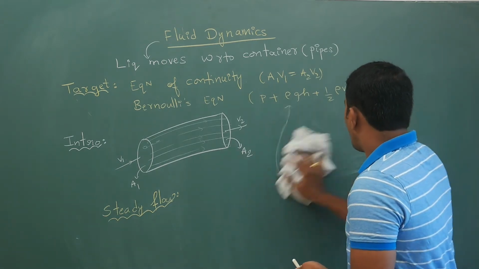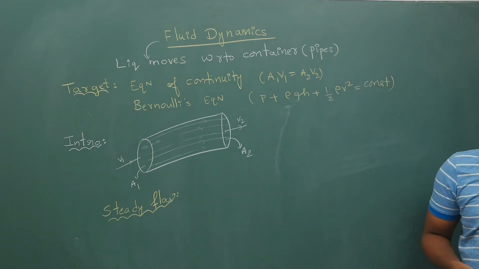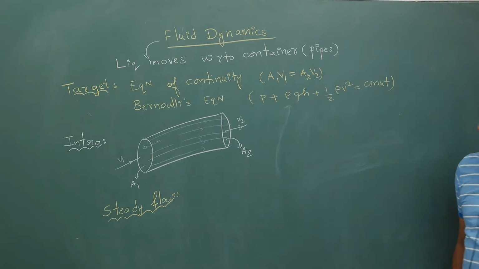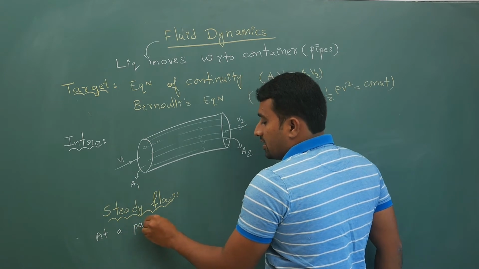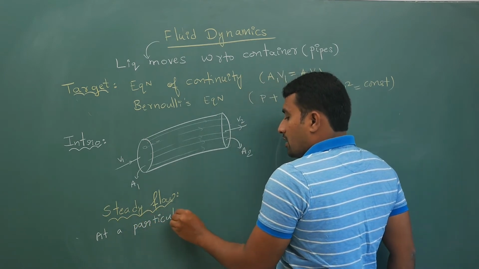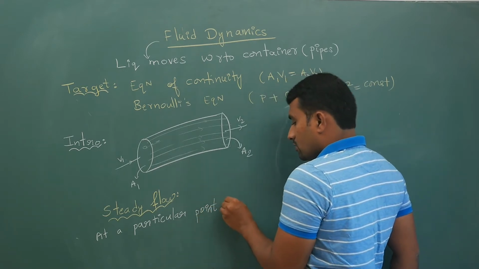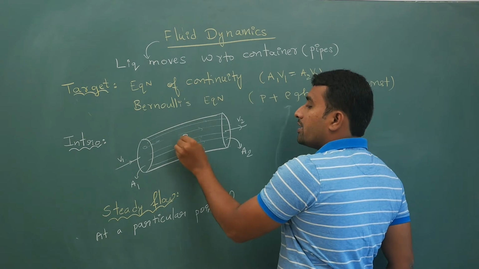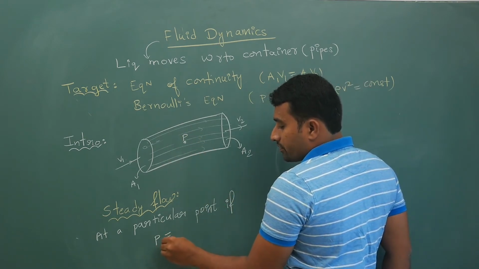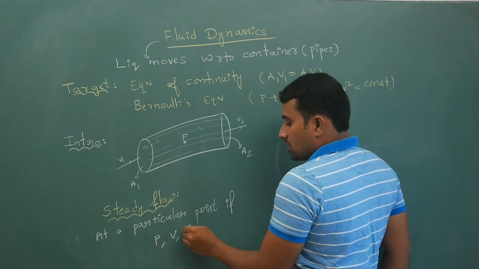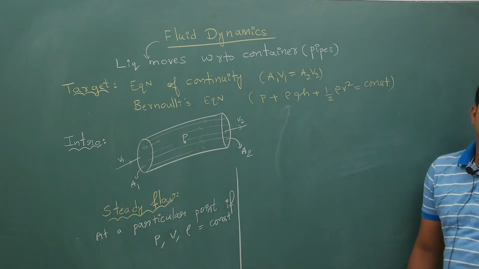Now, steady flow: what is it? I can write the definition like this. If you take some point P here, at a particular point, if pressure, velocity and density are all constant, then you can call such a flow a steady flow.